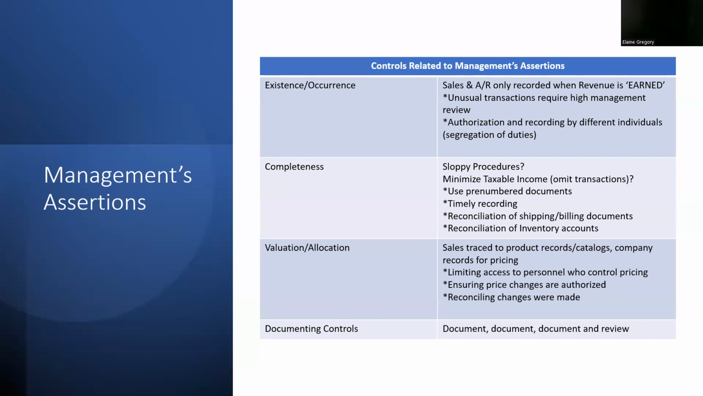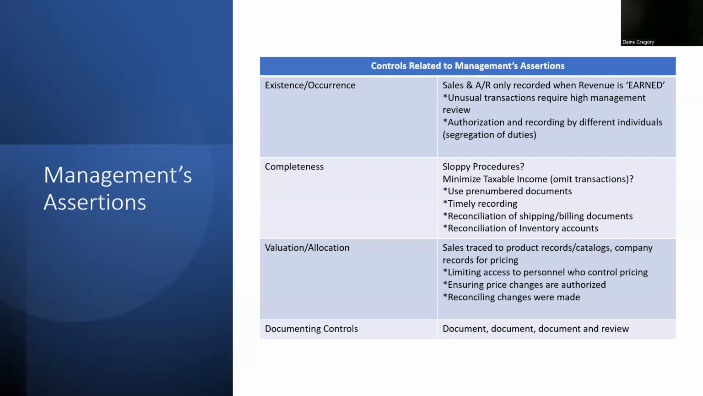So we want to look at unusual transactions that may be very complex, that require high management review. This is a very complicated contract, and we let management just write us a note as to what they want us to do each month. Could we have segregation of duties issues? Do we have somebody who is able to authorize the sale as well as record the sale? Incompleteness: do we just have sloppy procedures? Look at the procedures, test the procedures.